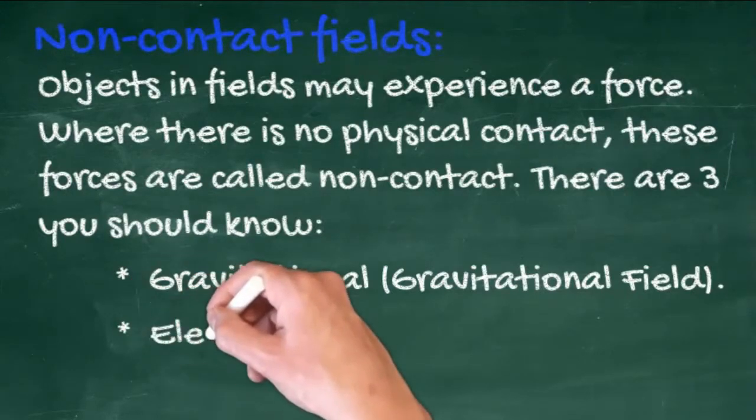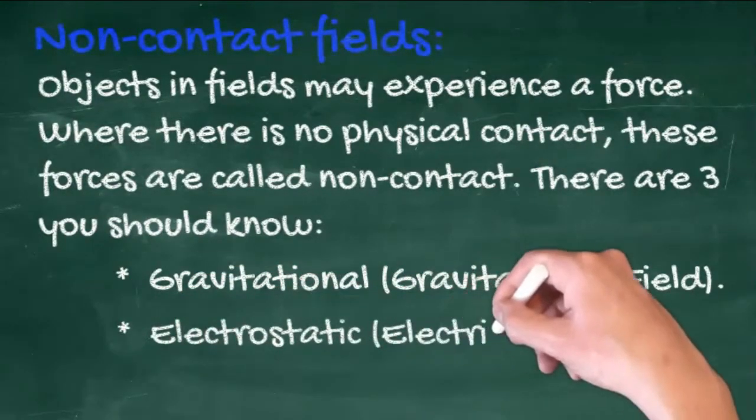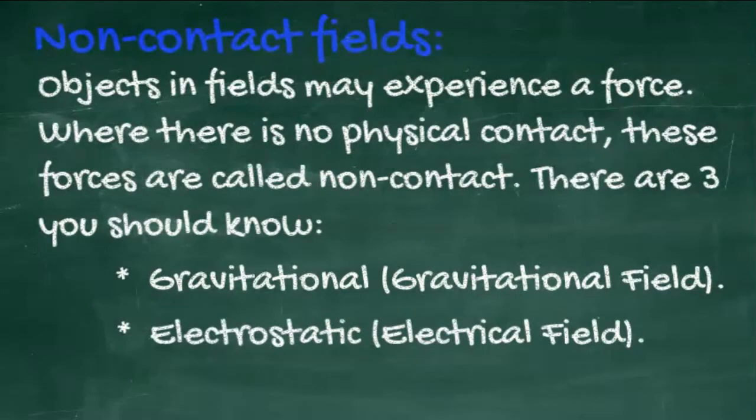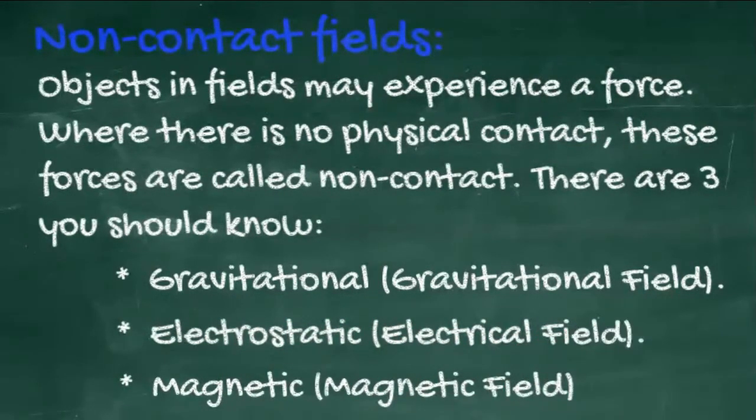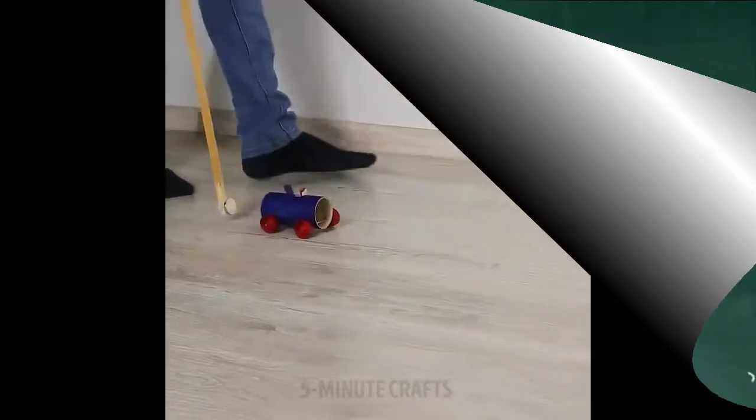Second non-contact force is electrostatic, and this is the attraction or repulsion between charges. And the final non-contact force is magnetism. Again, like poles repel, unlike poles attract.